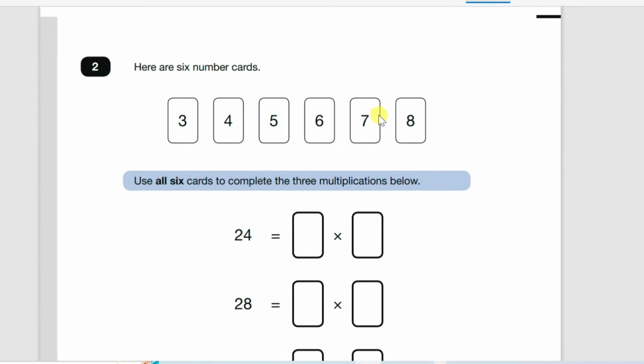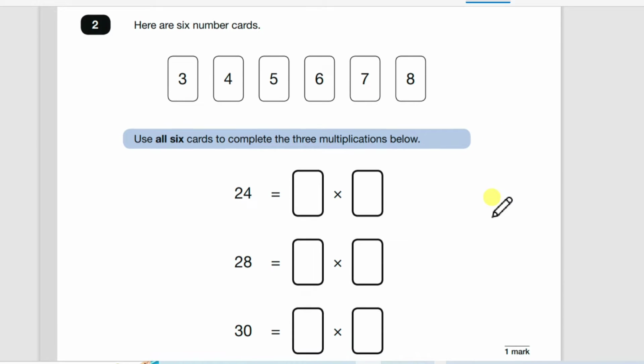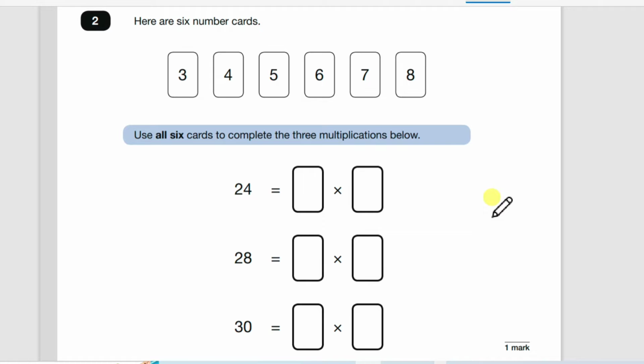Nice. Now, question 2. Here are 6 number cards. So we've got 3, 4, 5, 6, 7, and 8. We want to use all 6 cards to complete the 3 multiplications below. So let's try this out. To get 24, how do you make 24? We know this should be in the 3 times table, so let's just start with 3. And we know 24 must be 3 times 8.